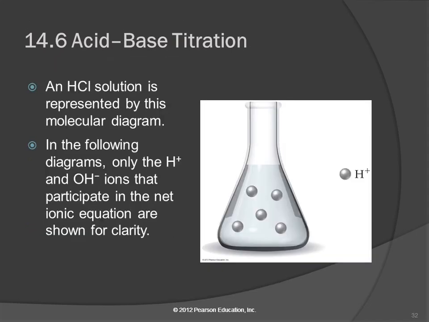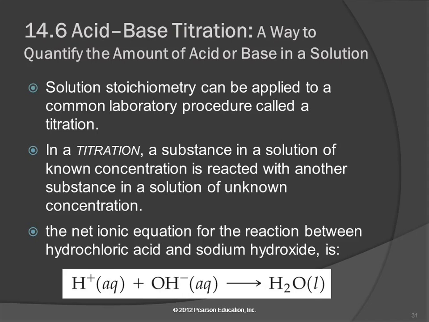So we'll have some illustrations here. If we have hydrochloric acid, we're going to represent hydrochloric acid as just hydrogen ions. This is the net ionic equation: hydrogen ion plus hydroxide ion goes to water. If we're reacting hydrochloric acid and sodium hydroxide, what happens to the chloride ions? They're just still there, right?